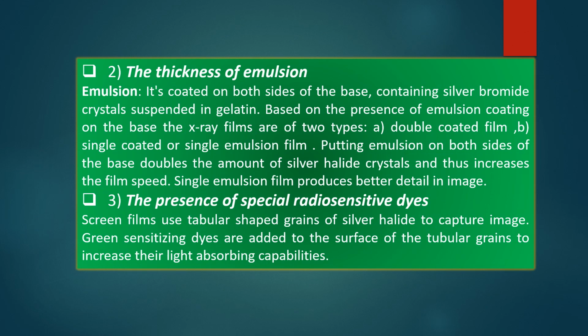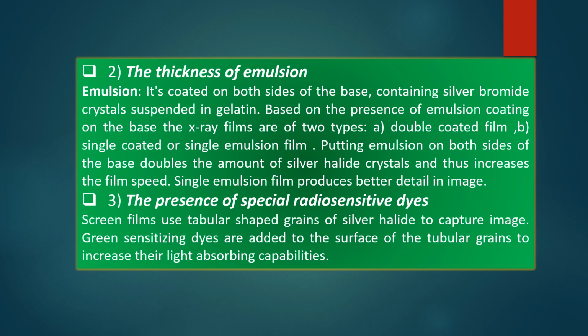So, factor number two is the thickness of emulsion. So, what is emulsion? It's coated on both sides of the base, containing silver bromide crystals suspended in gelatin, based on the presence of emulsion coating on a base of film.